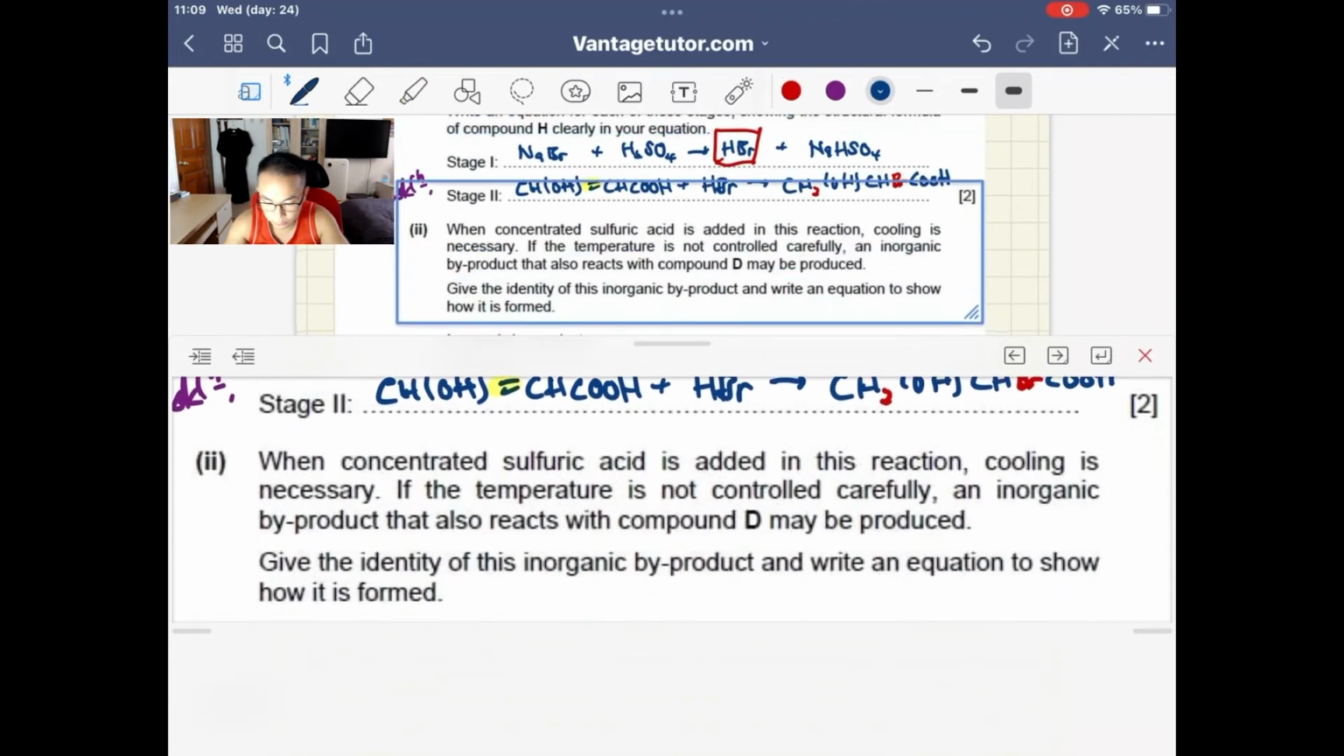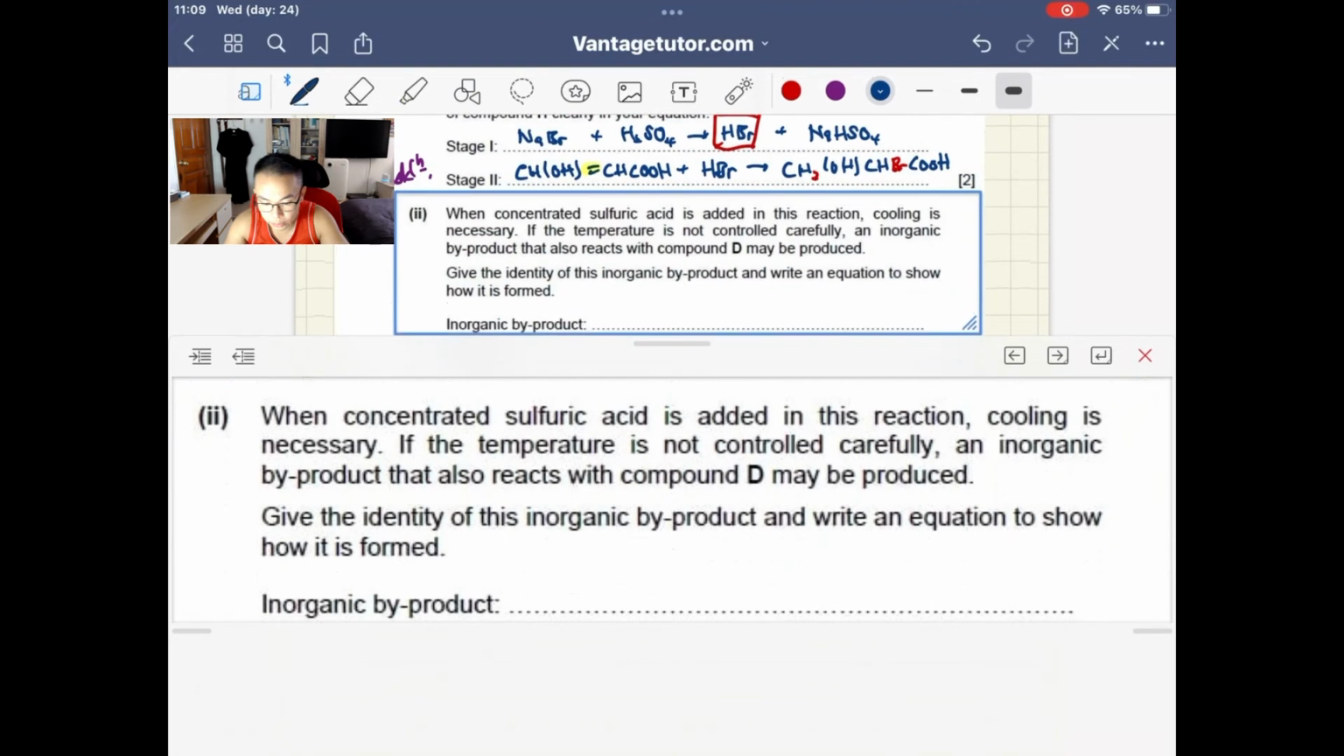When concentrated sulfuric acid is added in this reaction, cooling is necessary. If the temperature is not controlled, an inorganic compound is formed. Inorganic compound. So what does it mean by inorganic compound? That means there is no carbon involved. Okay, but this inorganic compound can also react with compound D, which may be produced.